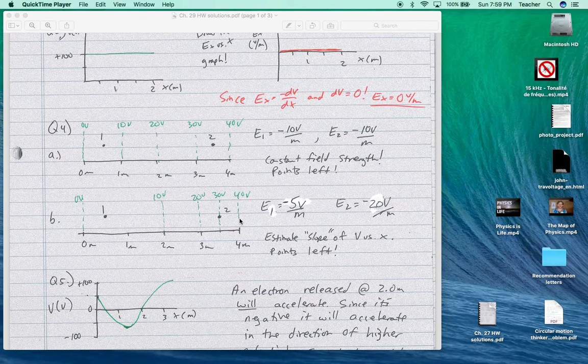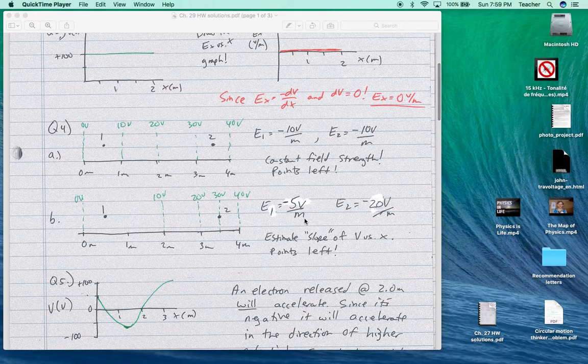For point 2, I think it's pretty self-explanatory that in this area we're going from 20 to 30 and 30 to 40, and that looks uniform in that region from 3 to 4 meters, and the slope, or the rate of change, is 20 volts per meter, again pointing to the left.